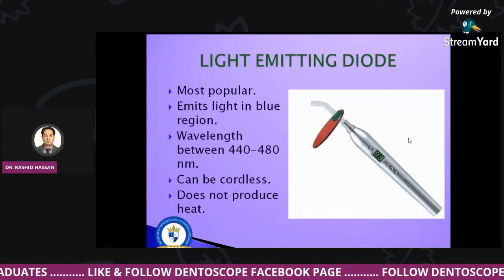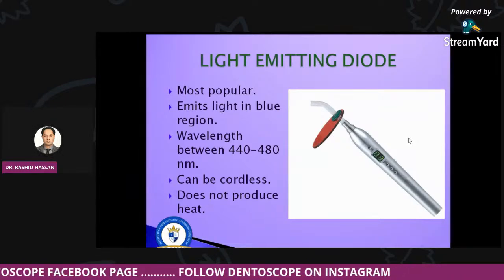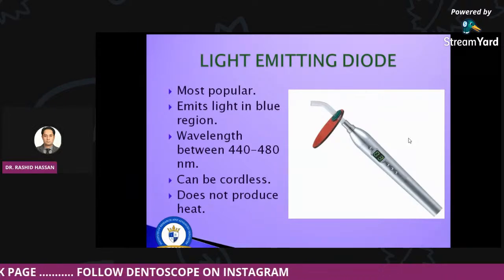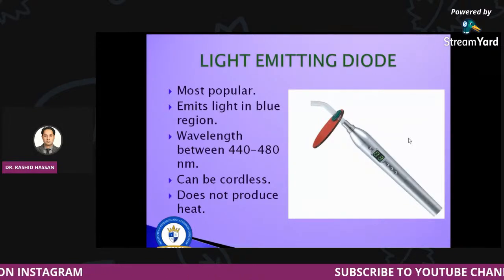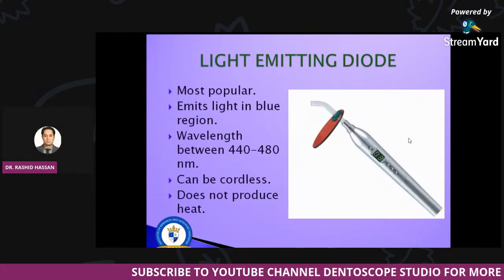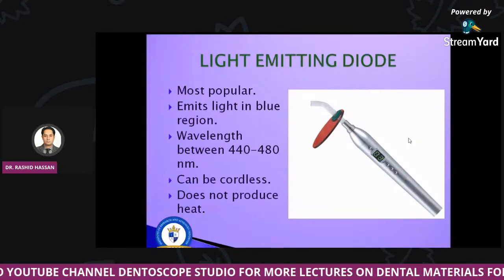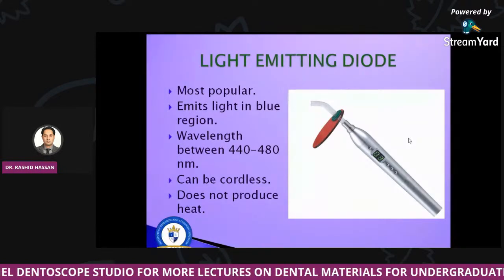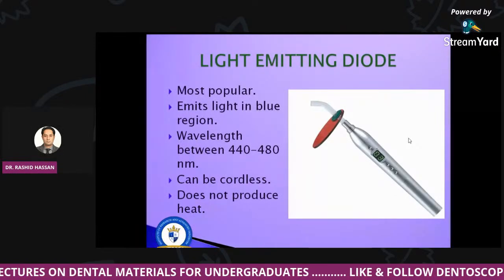The second advantage is that it is cordless. You can easily charge it like you charge your mobile. You just put it on the stand for charging, and then you can easily move it. Even if there is some electricity issue, you can still do a composite filling, because this light does not require electricity. It is already cordless, so you can use it.